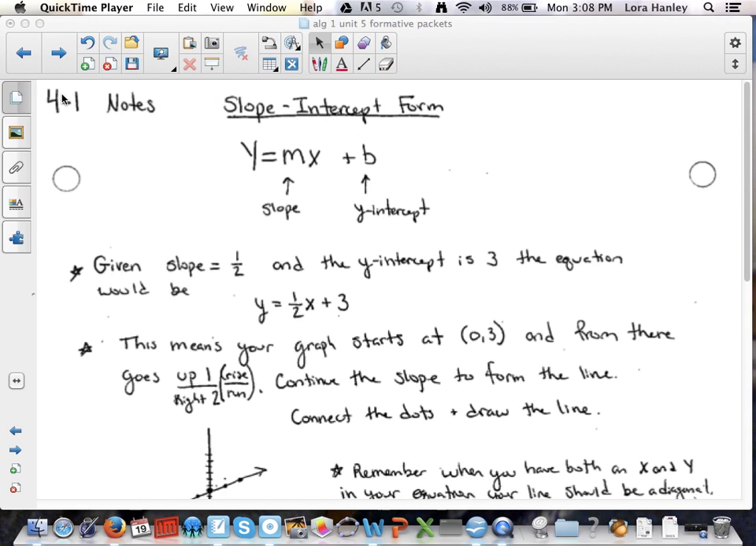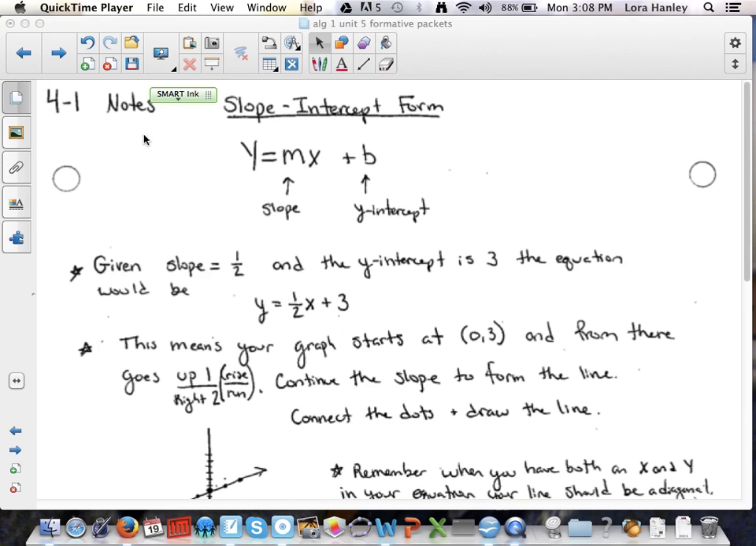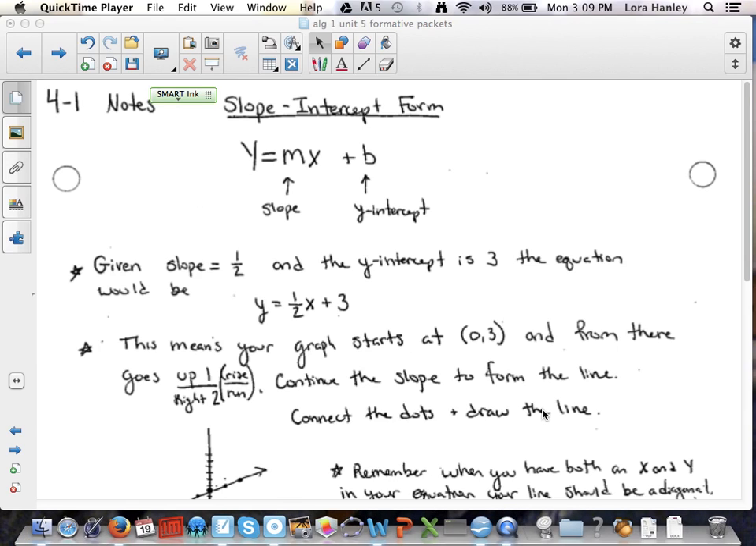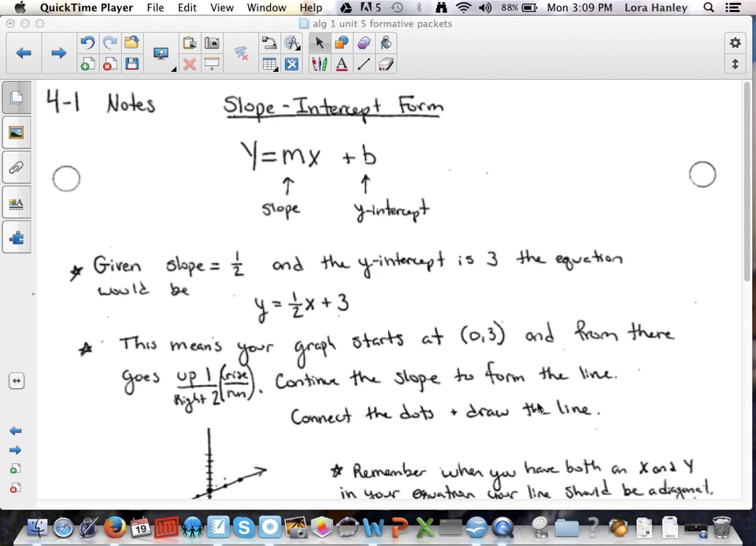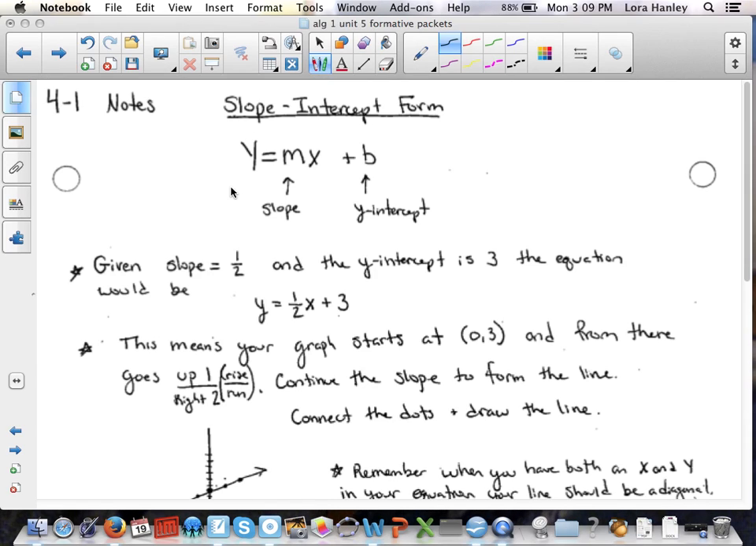This is Miss Hanley, and today our learning target is I can analyze a linear equation in slope-intercept form. So slope-intercept form is your y equals mx plus b, or if you're thinking about functions, it's f of x equals mx plus b. Your slope is represented by the letter m, and your y-intercept is represented by the letter b.